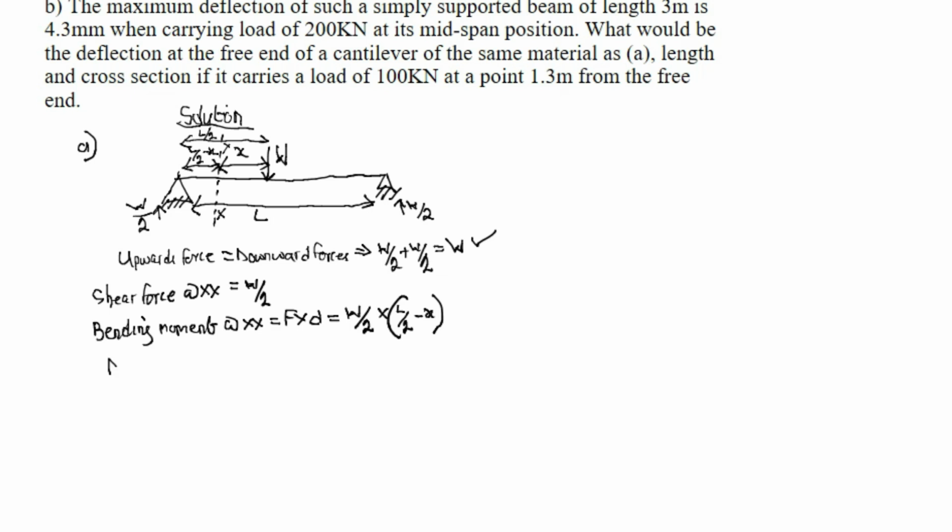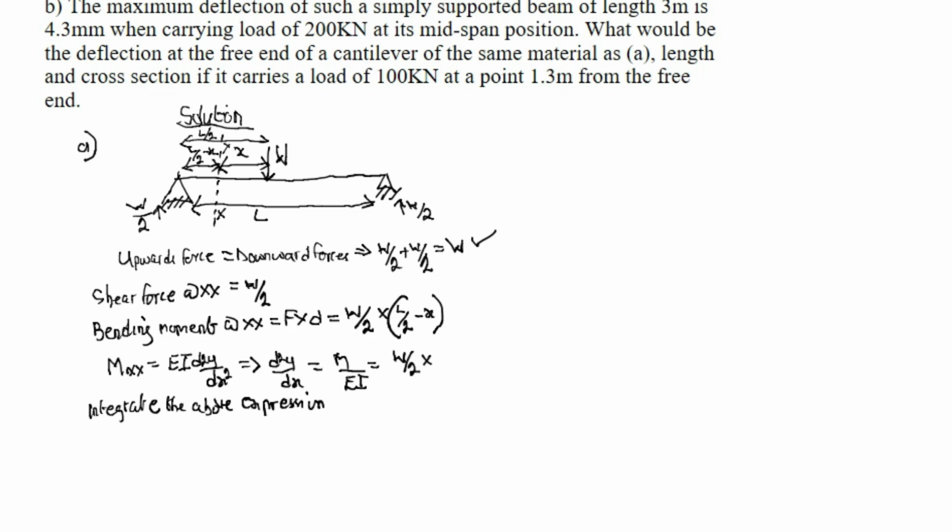Our formula says M, the bending moment at a cross section XX, is equal to the modulus of elasticity times the moment of area multiplied by the second order derivative, and making the second order derivative the subject of the formula gives us M all over EI, which is the modulus of elasticity times the second moment of area. For us to get the equation, we integrate the above expression, but before we integrate we have to put the value of M, which is given as W over 2 times L over 2 minus X, all over EI.